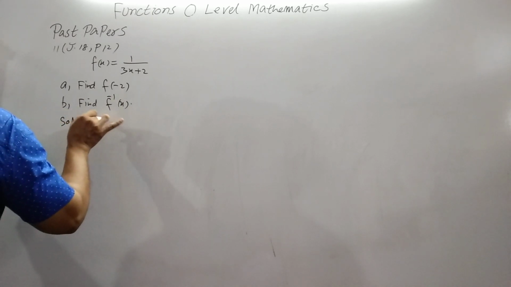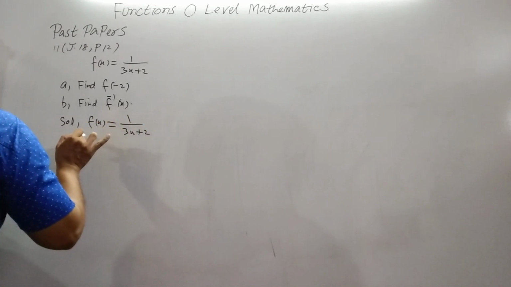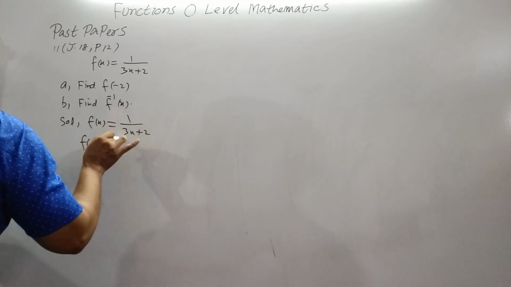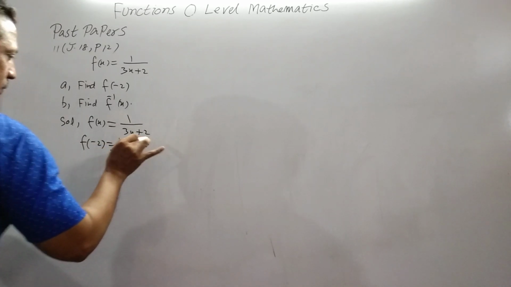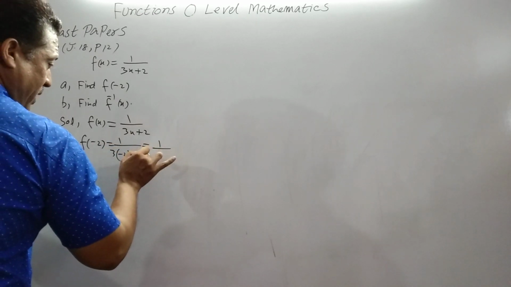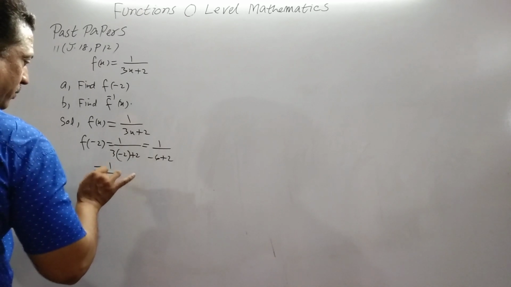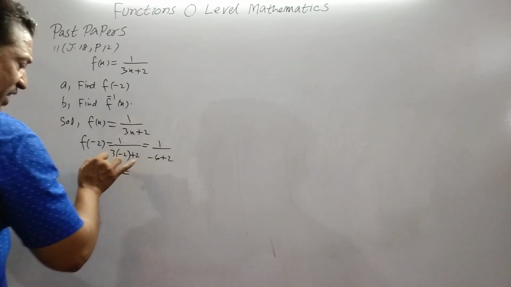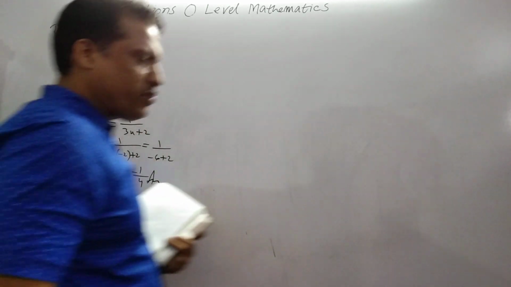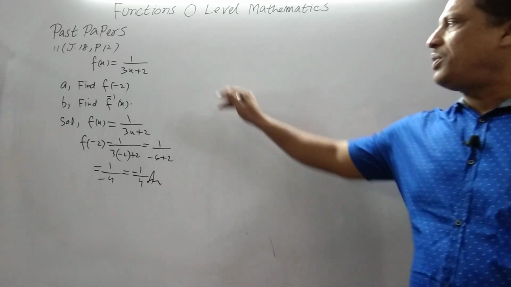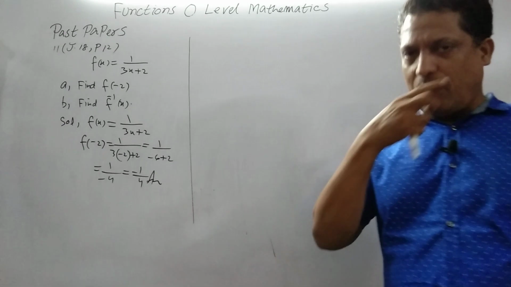Solution. Given f(x) is equal to 1 upon 3x plus 2. We have to find f of minus 2, which is 1 upon 3 into x, where x is minus 2, plus 2. 3 into minus 2 is minus 6, plus 2. 1 upon minus 6 plus 2 is minus 4, or you may write 1 upon minus 4 or minus 1 upon 4. Both are same. But usually we practice to write minus of 1 upon something. That's why I wrote minus 1 upon 4 instead of 1 upon minus 4.